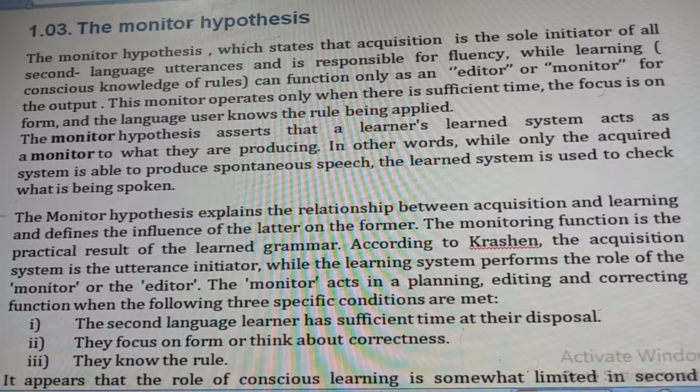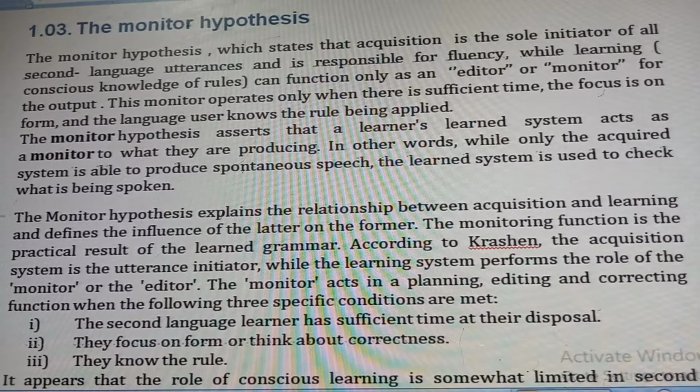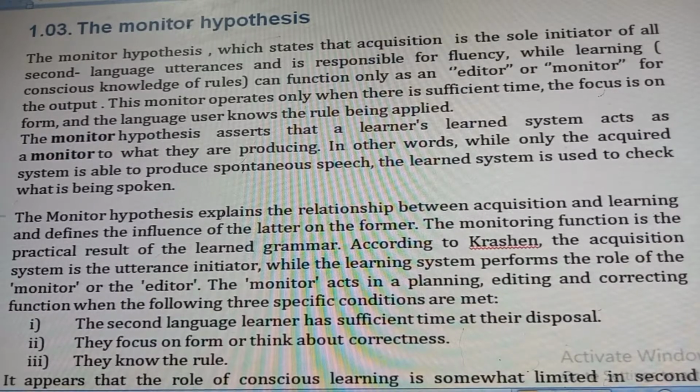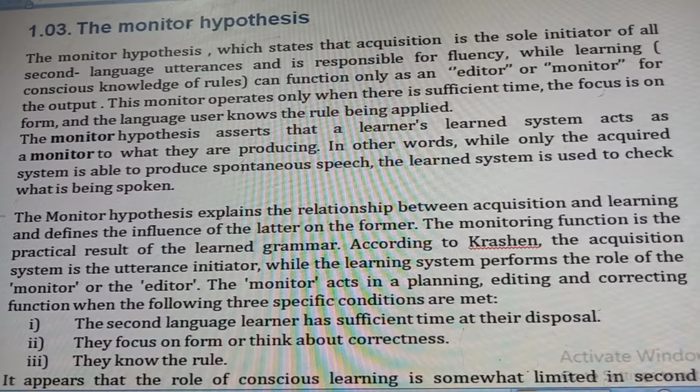The monitor hypothesis asserts that a learner's learned system acts as a monitor to what they are producing. In other words, while only the acquired system is able to produce spontaneous speech, the learned system is used to check what is being spoken. The monitor hypothesis explains the relationship between acquisition and learning and defines the influence of the latter on the former. The monitoring function is the practical result of the learned grammar.